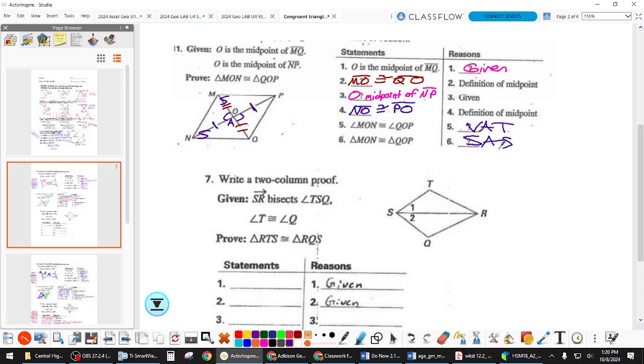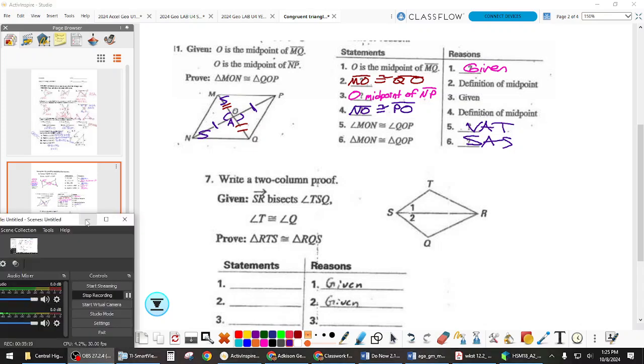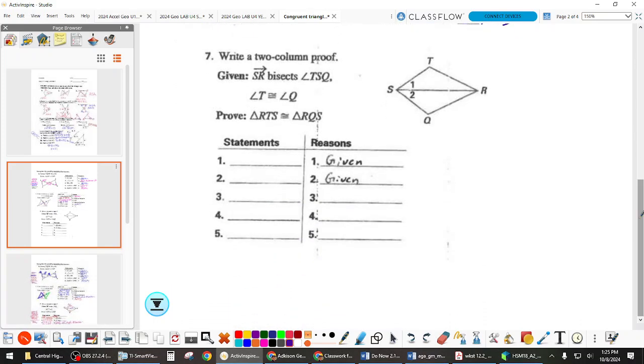Alright, why don't you try that last one? What should you never get wrong in a proof? Forgiven, yeah. Are those marked in our picture? No, so anytime that something's not marked that is true, you should definitely put it in there. So this one, angle T is congruent to angle Q. That's something you can directly mark.